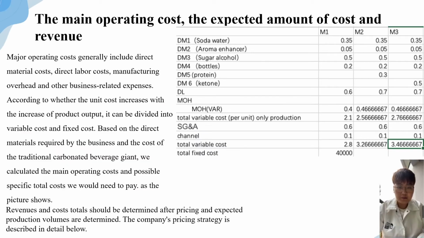The main operating cost, the expected amount of cost and revenue. Major operating costs generally include raw material cost, direct labor cost, manufacturing overhead, and other business-related expenses. According to whether the unit cost increases with the increase of product output, it can be divided into variable cost and fixed cost. Based on the direct materials required by the business and the cost of the traditional carbonated beverage giant, we calculated the main operating cost and the possible specific total cost we would need to pay, as the picture shows.